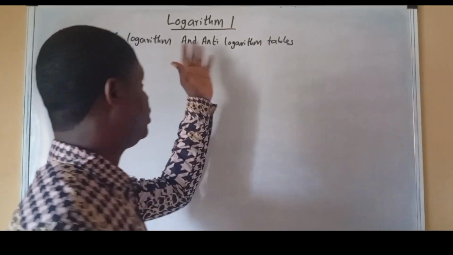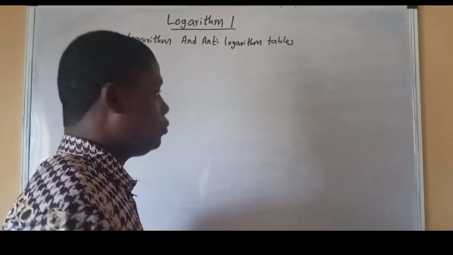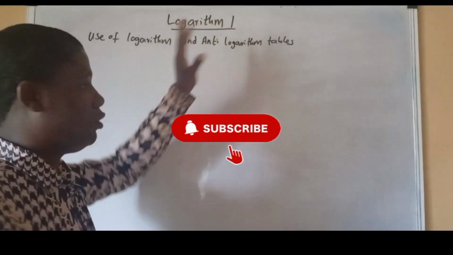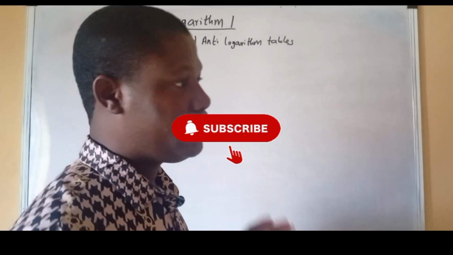So today we'll be looking at logarithms of numbers. We have logarithm 1 and logarithm 2, but for now we are considering logarithm 1, which is the use of your logarithm and anti-logarithm table.